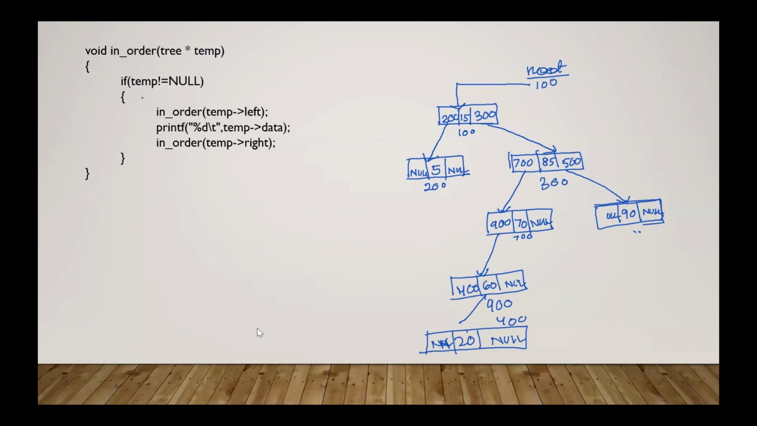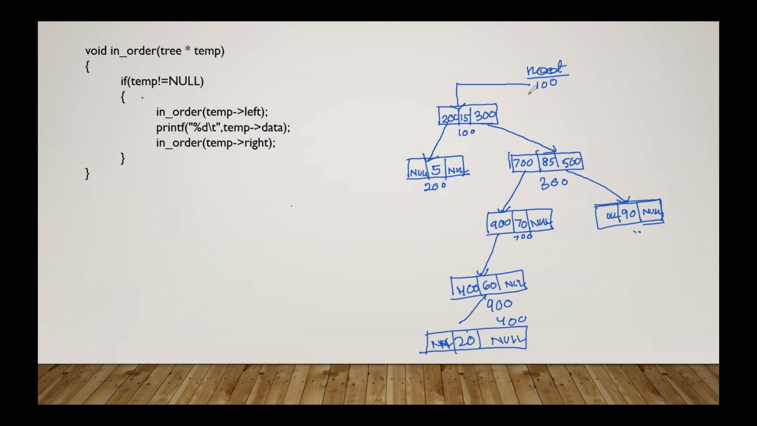So next one is in order. In order means what happened? First we have to print the... no, we don't have to print. First we have to go to the left, then print the data, then right. Because it depends upon the position. In order means the data will print in between the left and right call.